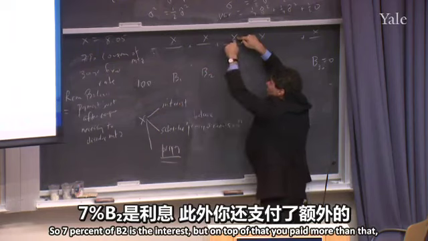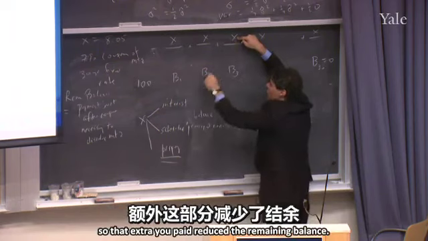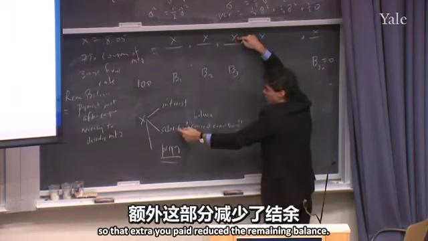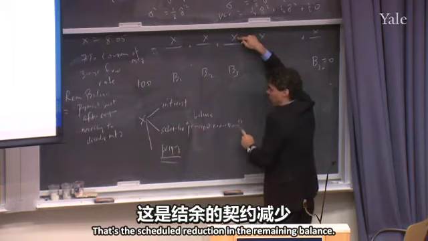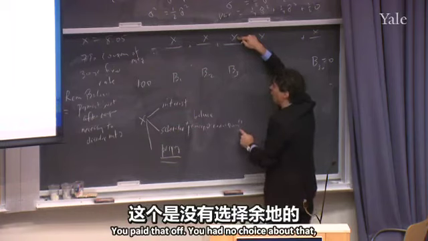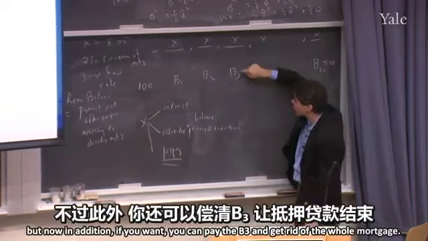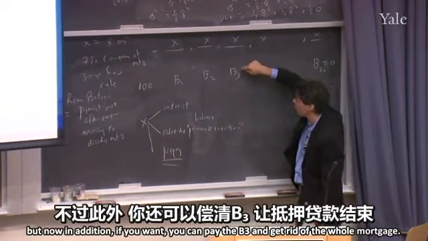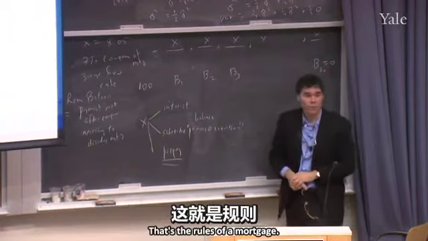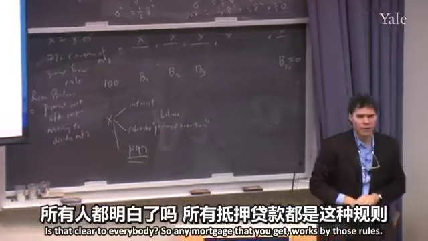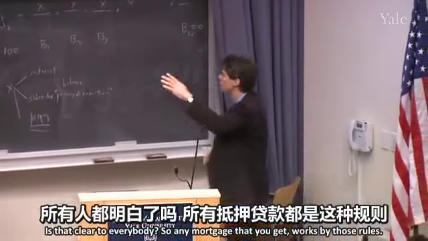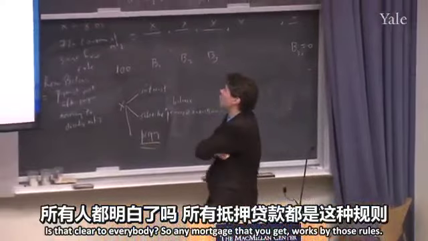But on top of that, you paid more than that. So that extra you paid reduced the remaining balance. That's the scheduled reduction in the remaining balance. You paid that off. You had no choice about that. But now, in addition, if you want, you can pay the B3 and get rid of the whole mortgage. That's the rules of a mortgage. Is that clear to everybody? Okay, so any mortgage that you get works by those rules.